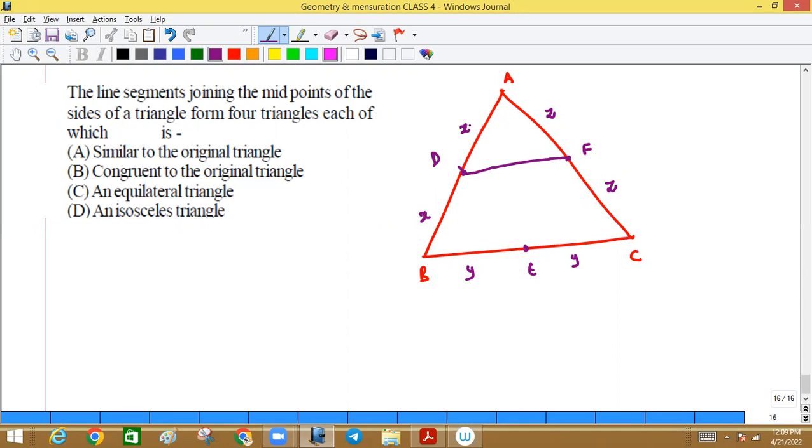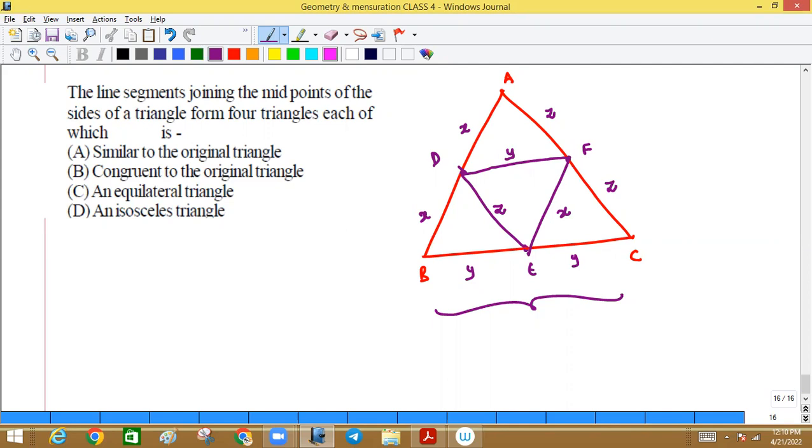So if I take AB and AC, what is the third side? The third side is BC. So what is the length of DF? DF is half of the third side. So half of 2y means how much it is? Half of 2y is y. Understood? If I join the midpoints D and E, then what is this length? It is Z. If I join these two, what is it? It is X. You understand this?